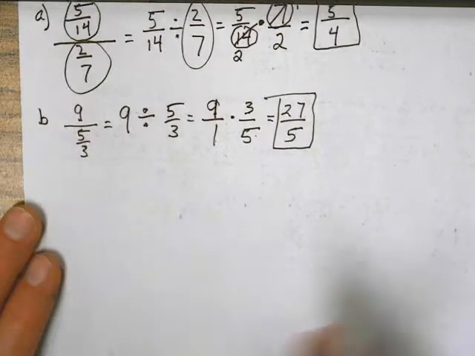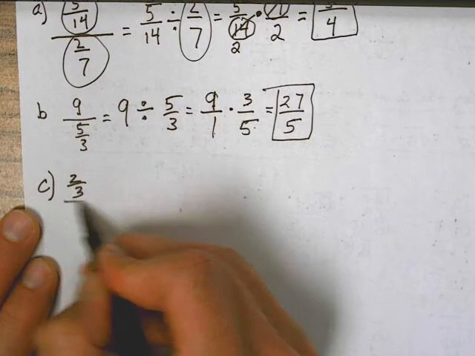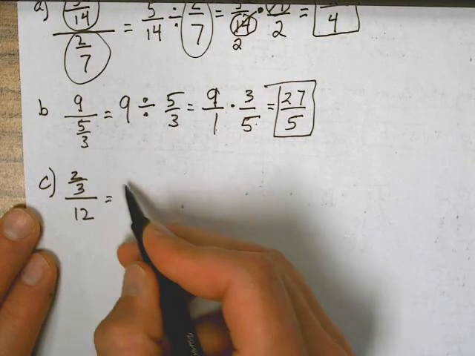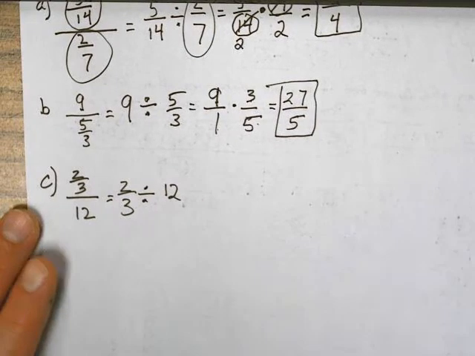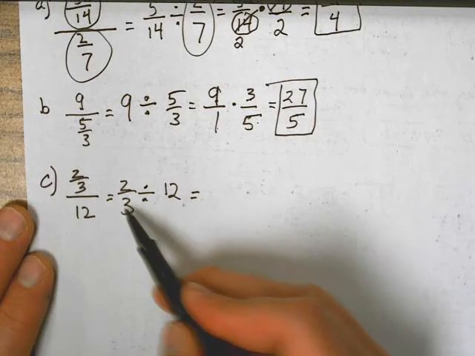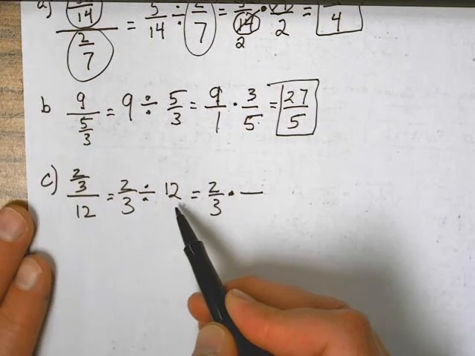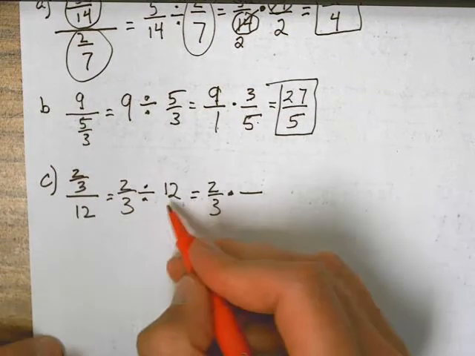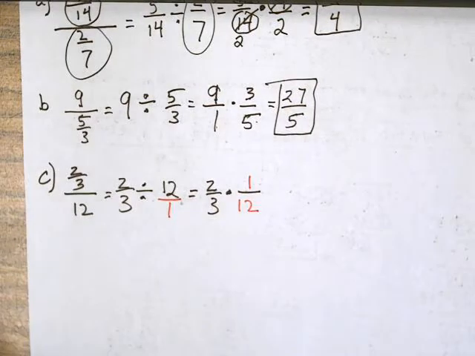Let's do one last one. Let's say I gave you 2/3 divided by 12. Well, top is 2/3. I'm dividing that by 12. So again, I always like to write it like a division problem. Now I'm going to write it like a multiplication problem. I'm going to keep the first fraction, then I'm going to multiply by the reciprocal of 12. Now you might be thinking, well, reciprocal of 12 is tough. I don't know how to flip that. Well, to flip it, maybe write it as 12 over 1. Then you can write 1/12 like that.